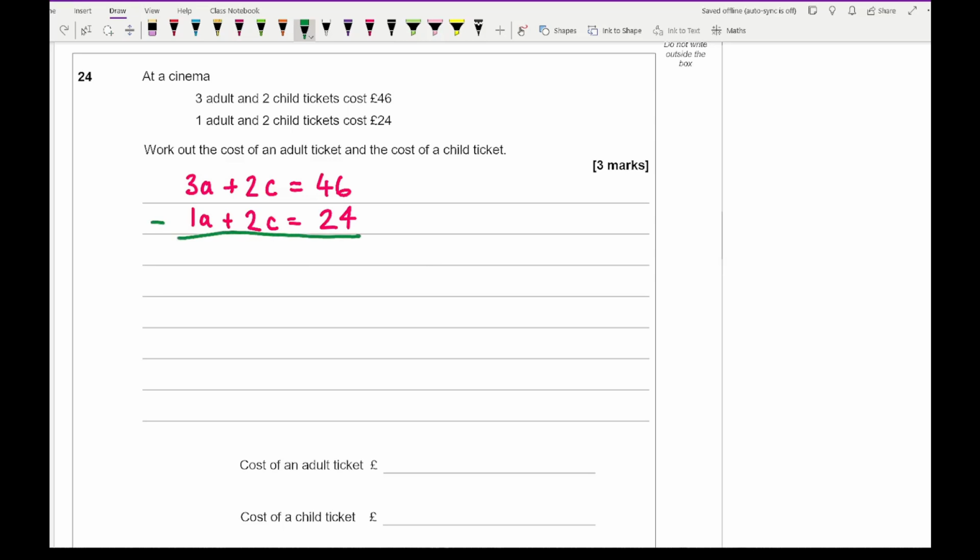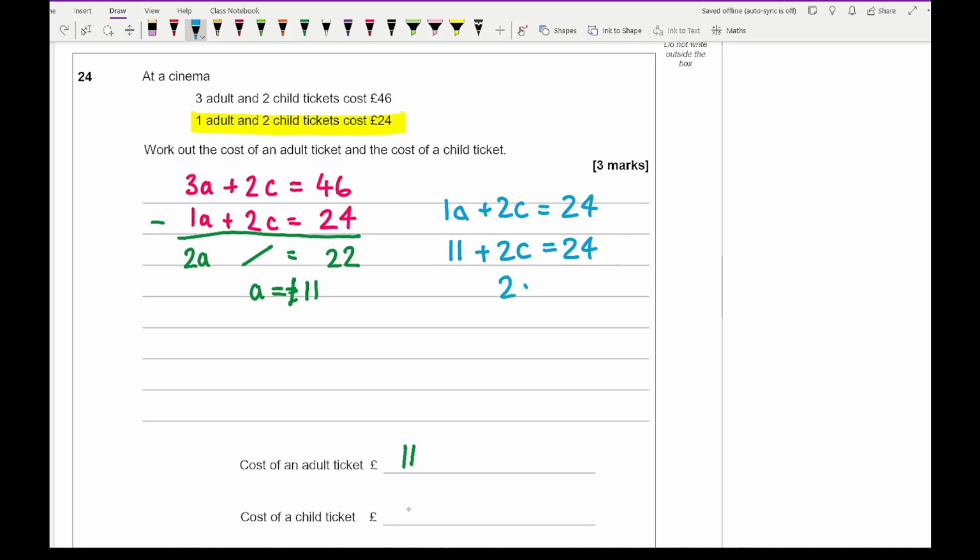So 3a take away 1a is 2a, 2c take away 2c is nothing, and 46 take away 24 leaves me with 22. So 2a equals 22, so a equals £11. So then if I take one of the combos, we know that 1a plus 2c equals 24. I now know the price of an adult ticket, which is 11. So then if I take that 11 away, I then get 2c equals 20.